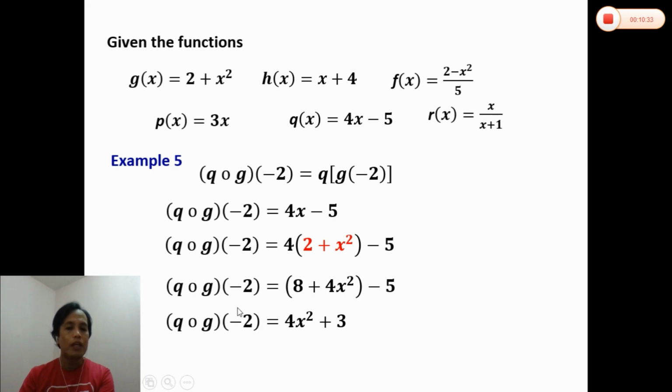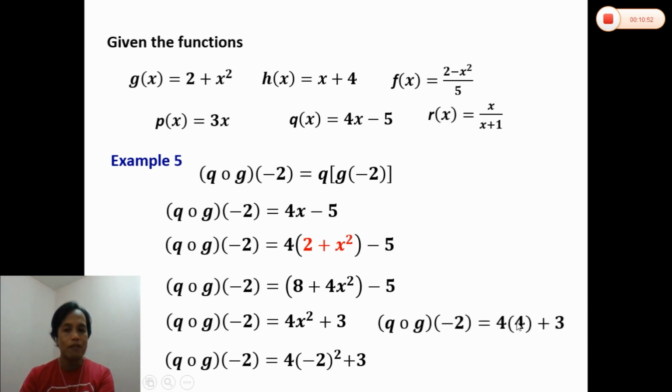Then afterwards, we need to evaluate the function using the domain negative 2. So substitute this value to x here, so that gives us 4, we copy 4. Then x is negative 2, quantity squared, we copy positive 3. The square of negative 2 is positive 4. So this is 4 times 4 is 16, we copy plus 3. 16 plus 3 is 19. So the final answer is 19.